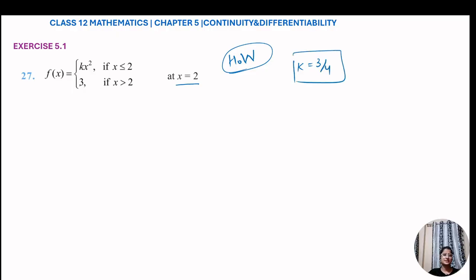You can easily see that your function value is 3 and your limit value is 4k, because x is approaching 2, so 4k. I'm giving you the answer also, but it's fine. At the end, 4k equals 3. So from here, k equals 3 by 4. That's what you have to do. But by the way, it will be homework for you. Do it properly, right? Find its limit and equate this limit to the function value. Now let's move to the next question.